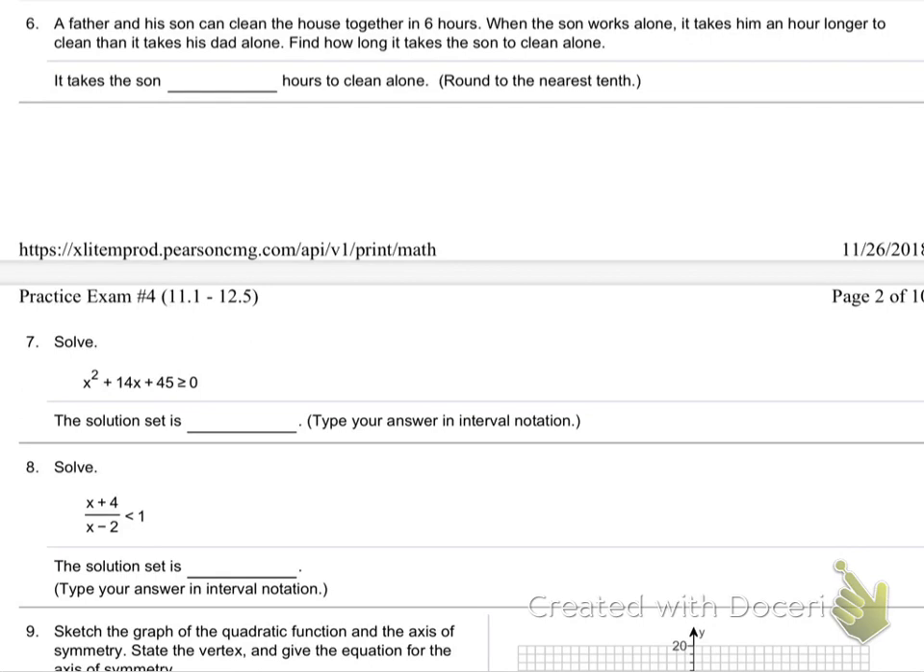Father and his son can clean the house together in 6 hours. When the son works alone, it takes him an hour longer to clean than it takes his dad alone. Find how long it takes the son to clean alone. All right, working together problems.